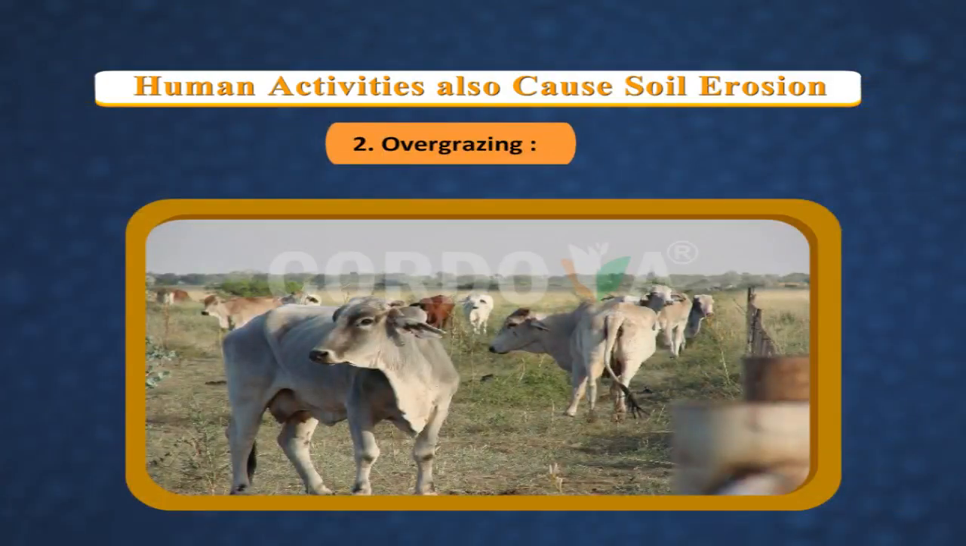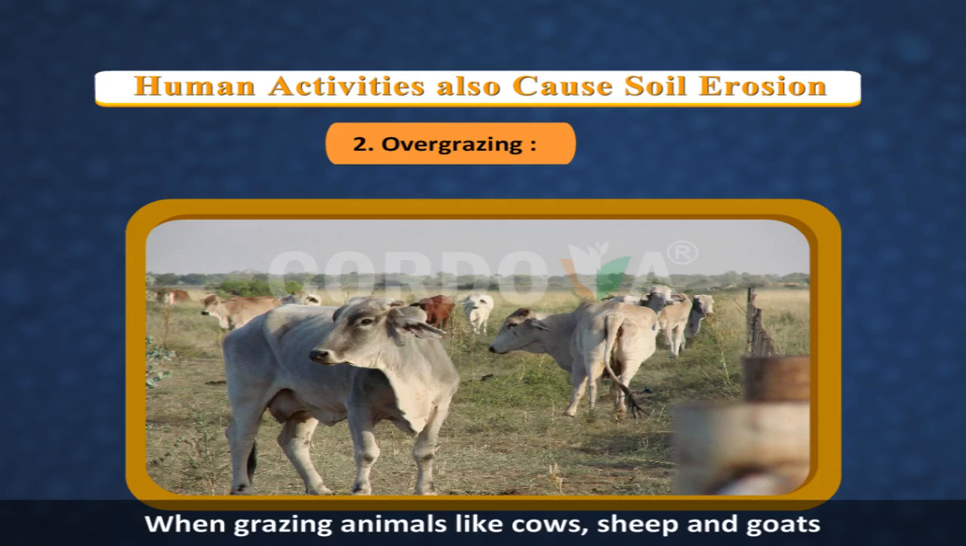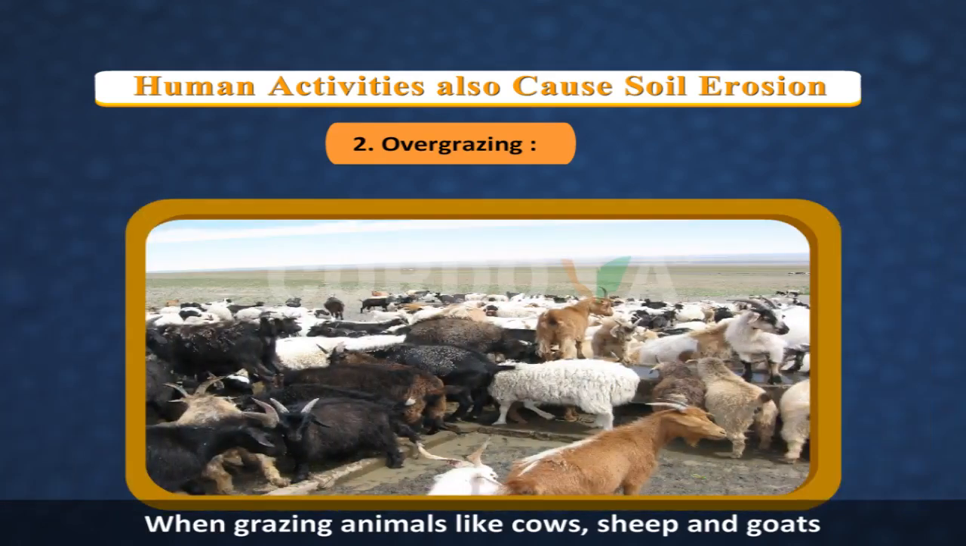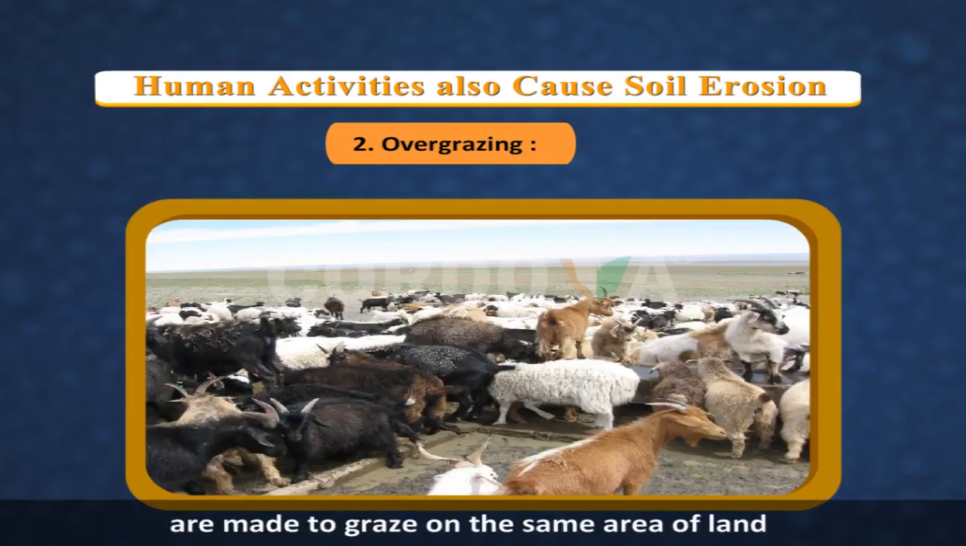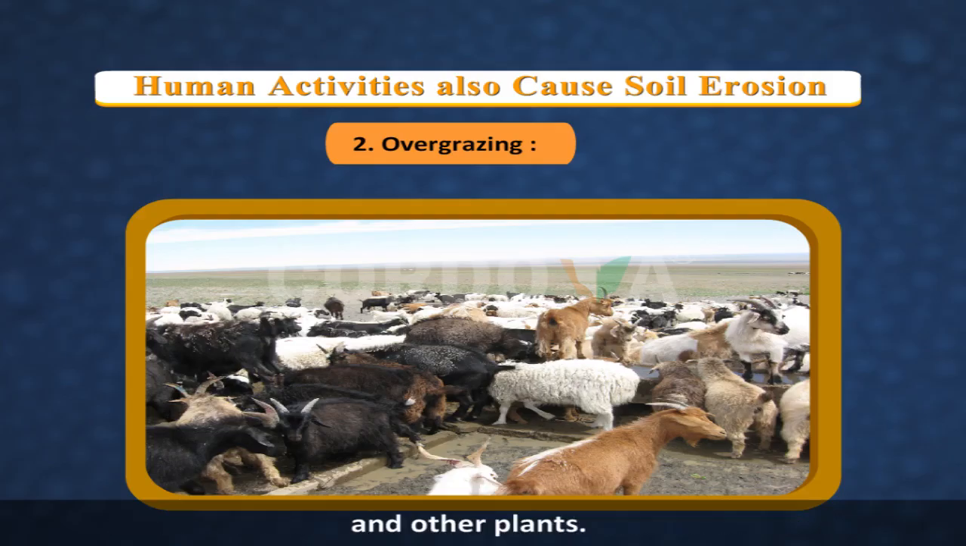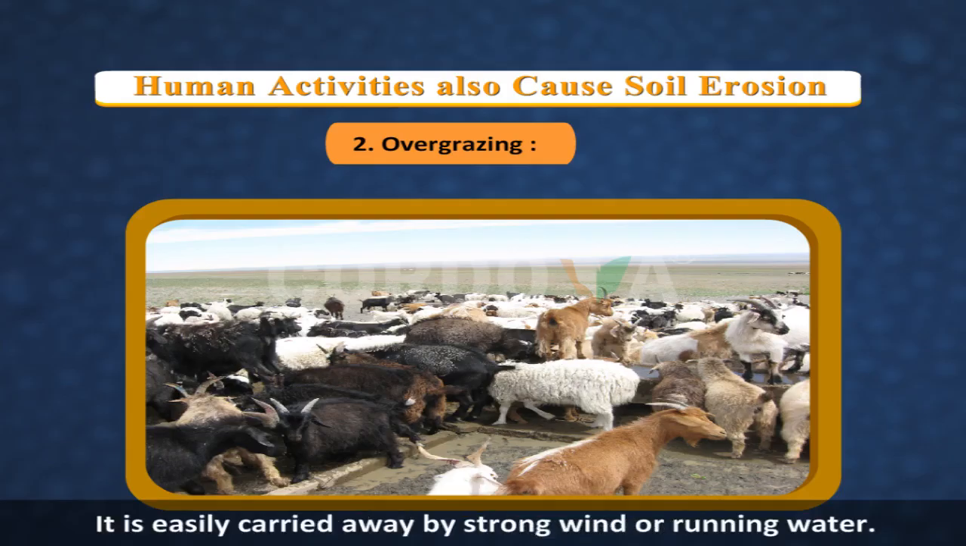2. Overgrazing. When grazing animals like cow, sheep and goats are made to graze on the same area of land again and again, they eat up most of the green grass and other plants. As a result, the soil becomes loose. It can easily be carried away by strong winds or running water.